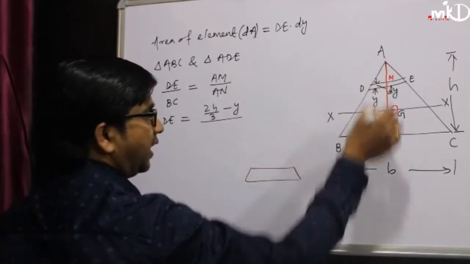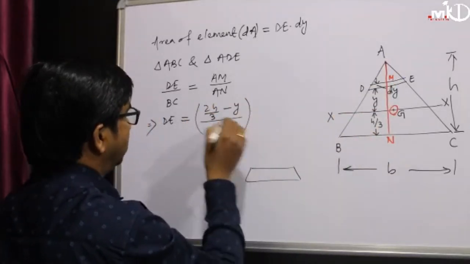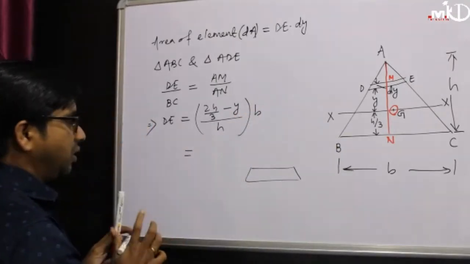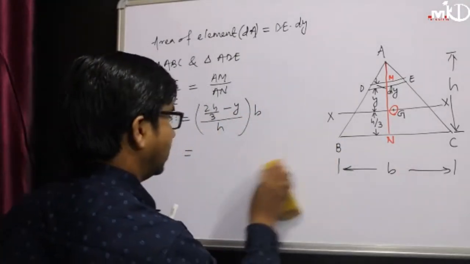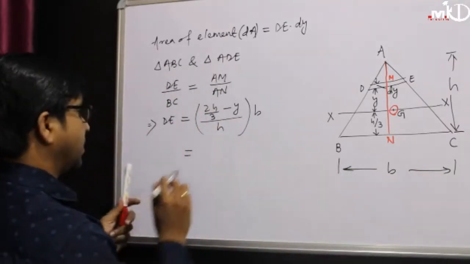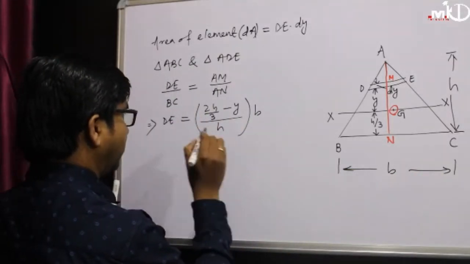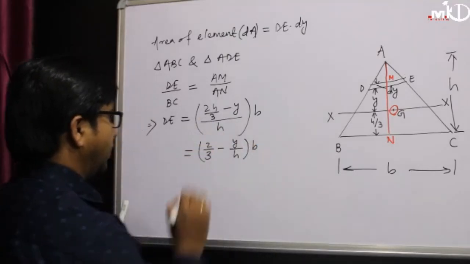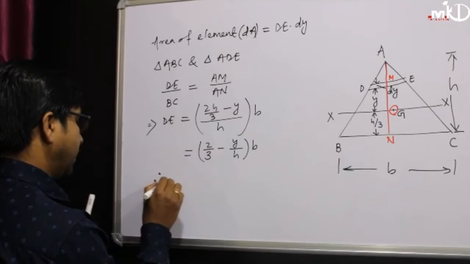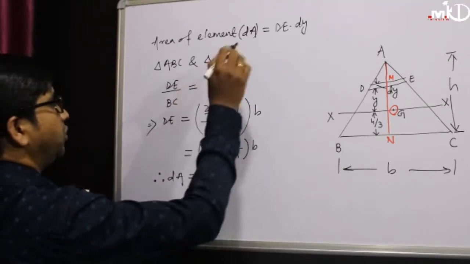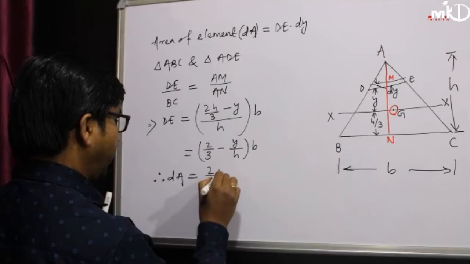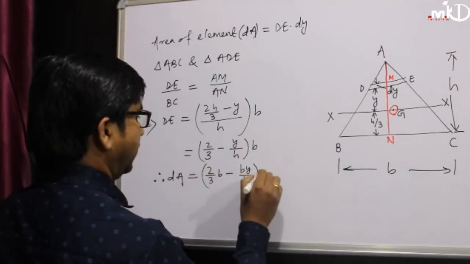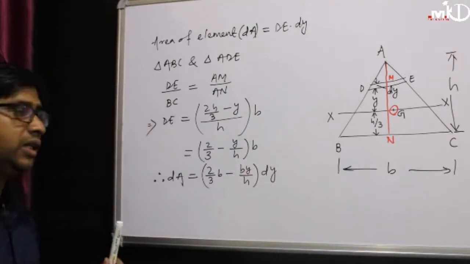So 2h by 3 minus y, divided by AN, which is simply h, equals DE divided by BC, which is b. So this becomes DE equals b into (2 by 3 minus y by h). Now the area dA equals DE into dy, so this is 2 by 3 b minus b y by h, whole into dy. This is the area of the element.